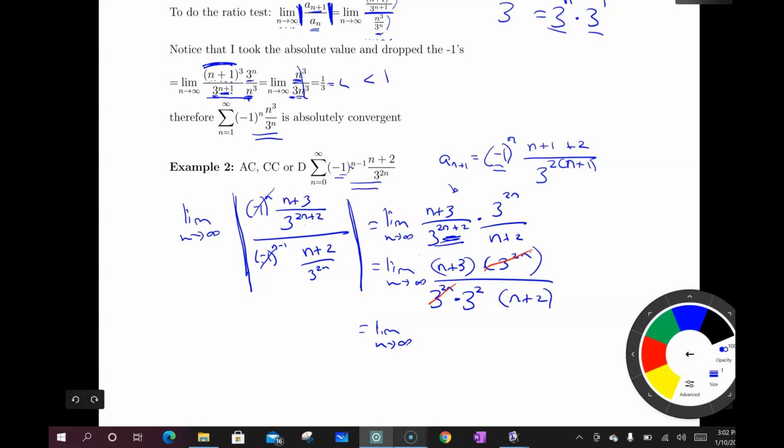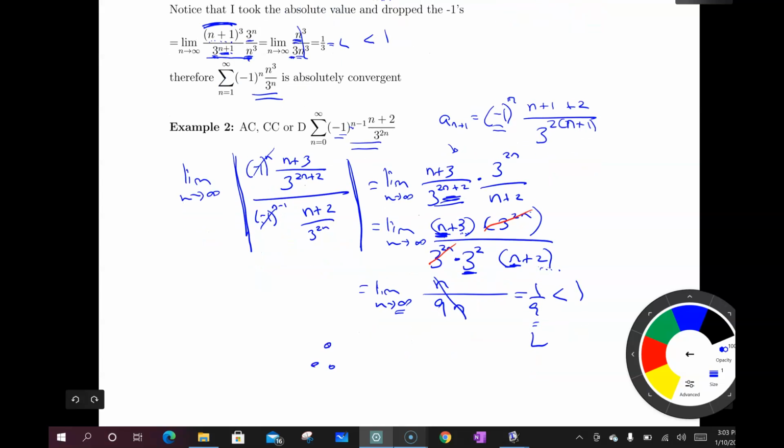Okay, now let's go find the highest power term. The highest power term in the numerator is n. The highest power term in the denominator, this would multiply times this, so I would have 9n. And this one just fades off in the distance. So does this one, because of highest powers, because I'm doing the limit to infinity. I can cancel the n's. I get 1/9. Since this is the limit, this is the L. This is less than 1. Therefore this is absolutely convergent.